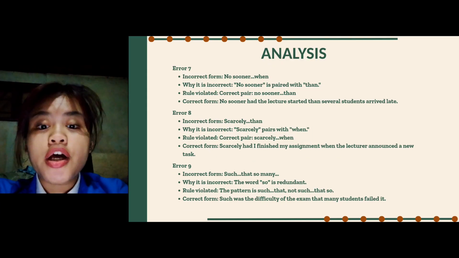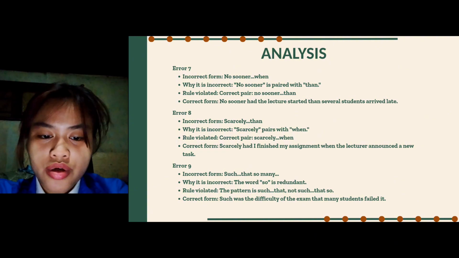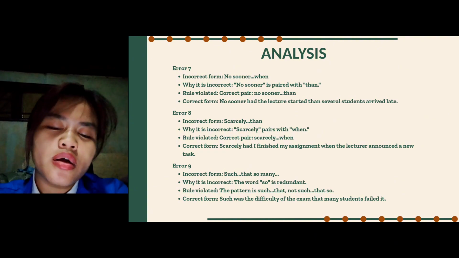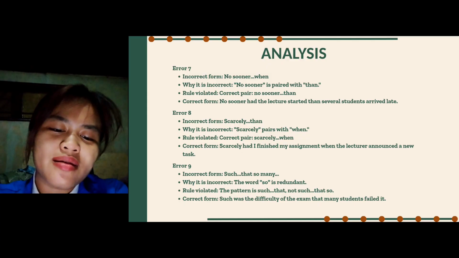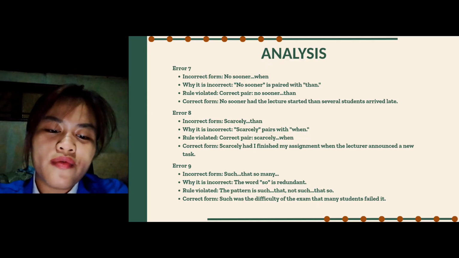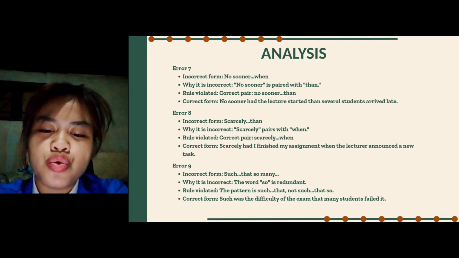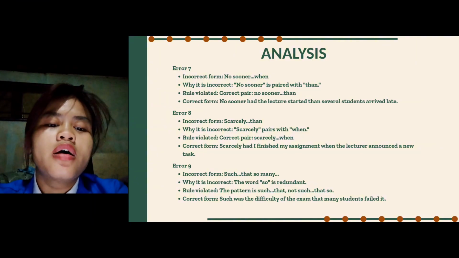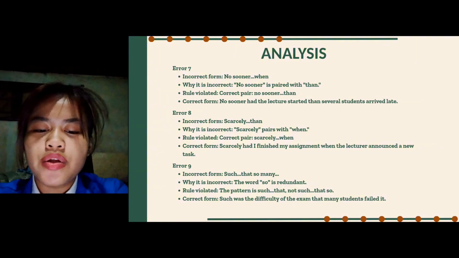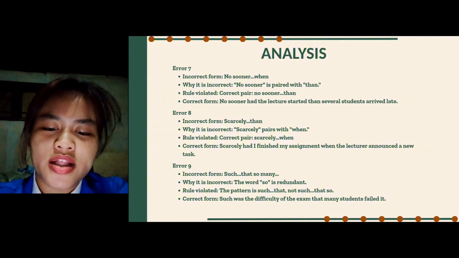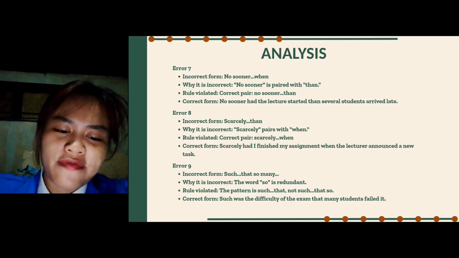Error 7. Incorrect: no sooner when. Why is it incorrect? No sooner is paired with than. Rule violated. Correct pair: no sooner than. Correct form: no sooner had the lecturer started than several students arrived late.